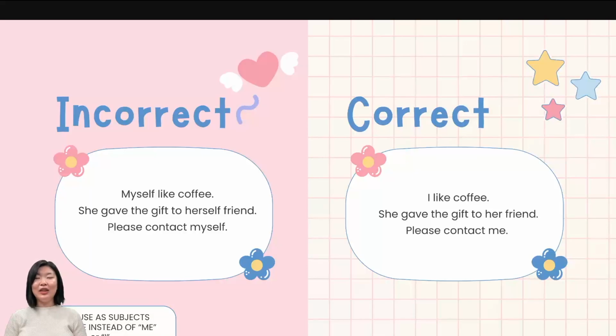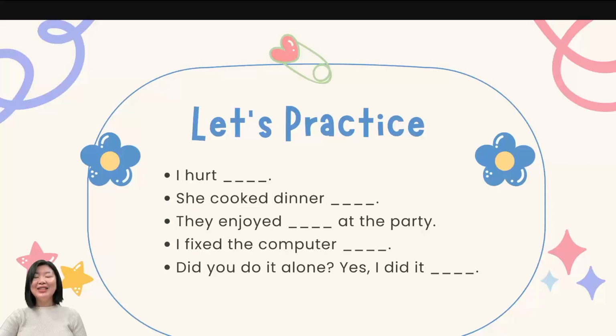So let's take a look at the correct sentences once again. Myself like coffee should be changed to I like coffee. She gave the gift to herself friend should be she gave the gift to her friend. Please contact myself should be please contact me. You do not want to use a reflexive pronoun as a subject. Don't use it instead of me or I. So let's practice.